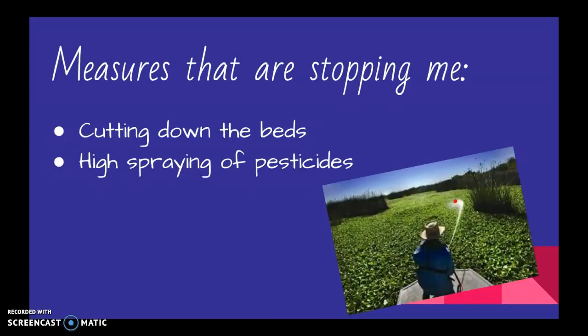Some measures that are being taken to stop the further reproduction of the water hyacinths are cutting down the beds and spraying pesticides. Even though they do reproduce after you cut the beds down, it is better to cut them down than to just sit and let them keep overpopulating. In Louisiana, they annually spray water hyacinth beds, which costs about $11 per acre.